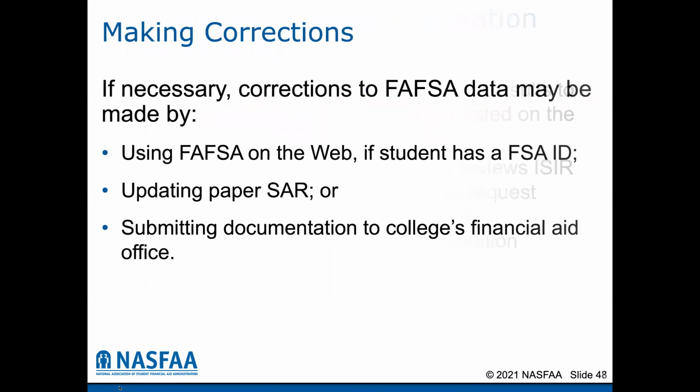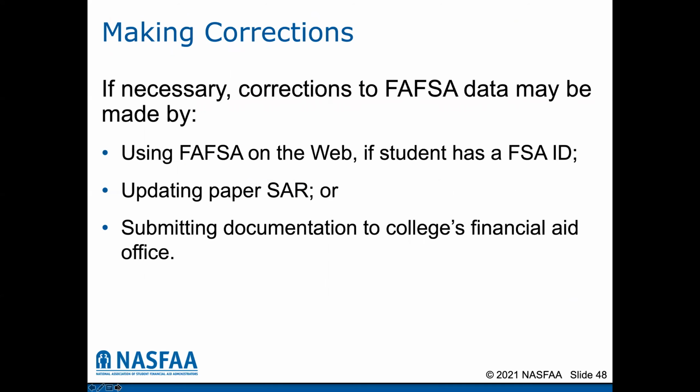Making corrections on your FAFSA. There's several ways you can do that. You can use FAFSA on the web if the student has an FSA ID, and that's your electronic signature that you'll create. You can update it on the student aid report that is mailed to you, or you can submit the documentation to the college's financial aid office.